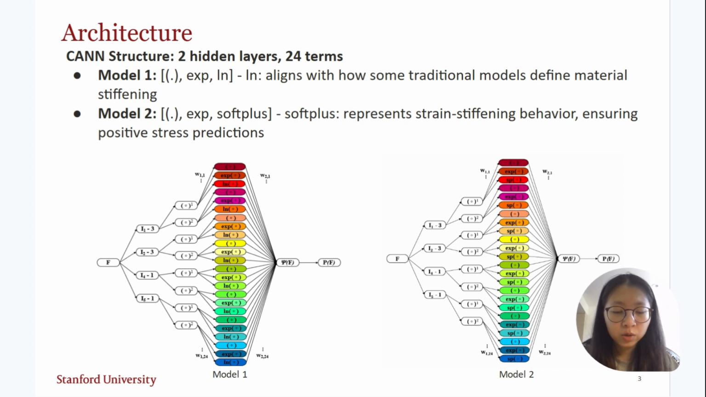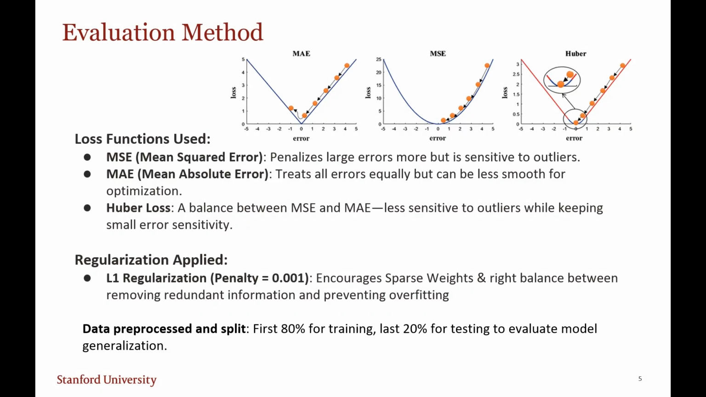In the second model, we replace log with softplus, whose asymptotic behavior matches strain hardening more and ensures positive stress predictions. We tested MSE, MAE, and Huber loss to balance error sensitivity and robustness. We use L1 regularization to help prevent overfitting. The data was split 80% for training and 20% for testing to ensure generalization.